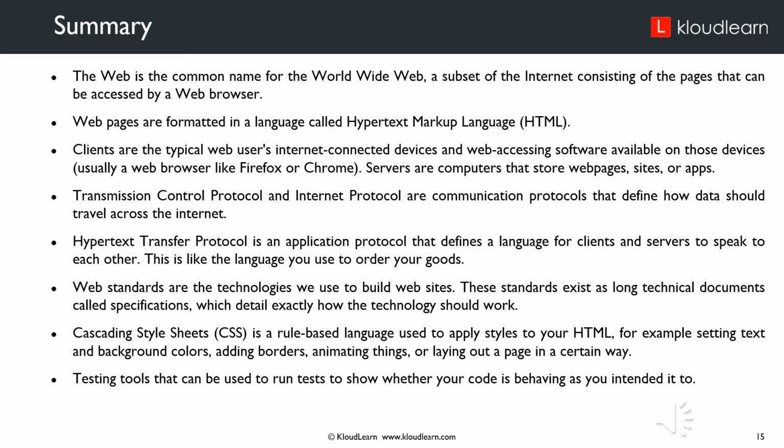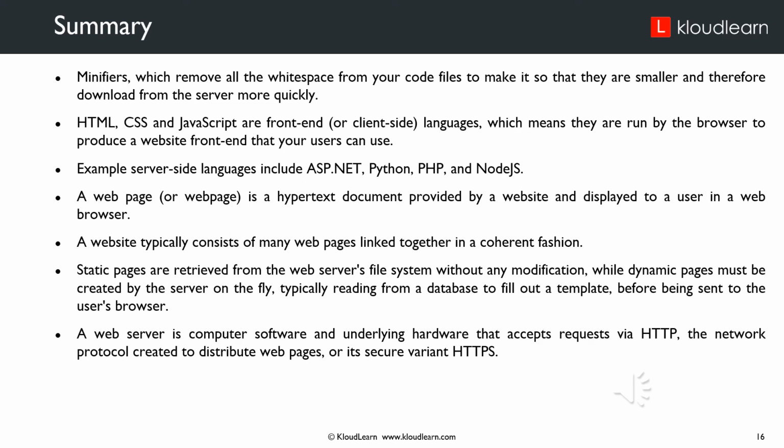Cascading Style Sheets is a rule-based language used to apply styles to your HTML, for example, setting text and background colors, adding borders, animating things, or laying out a page in a certain way. Testing tools can be used to run tests to show whether your code is behaving as intended. Minifiers remove all the white spaces from your code files to make them smaller and therefore download from the servers more quickly.